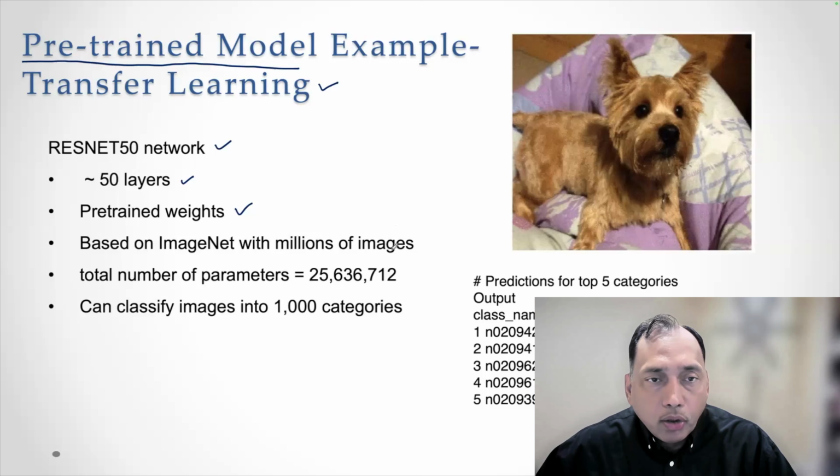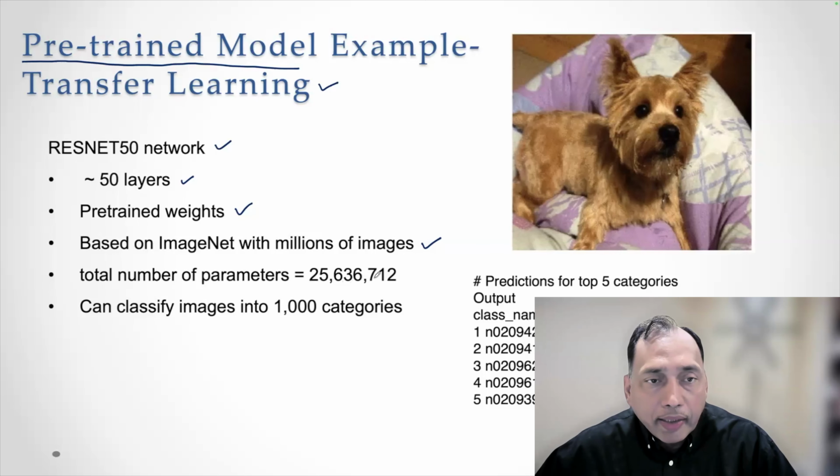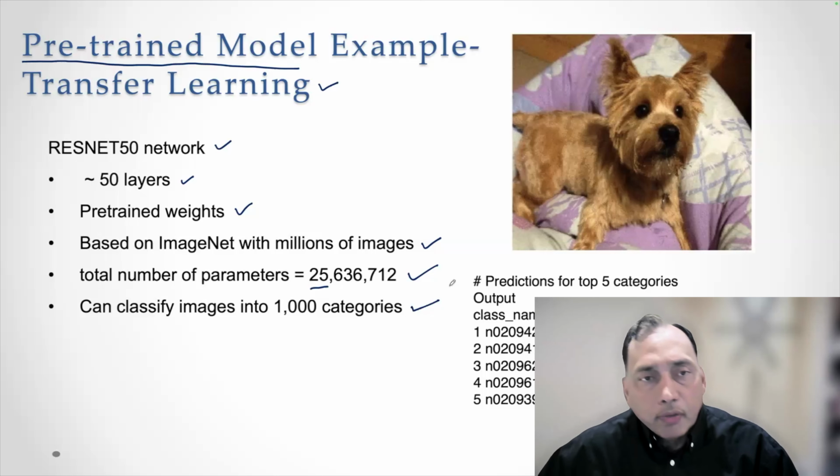And it was trained on ImageNet data with millions of images. These models need a huge amount of data. And it had more than 25 million parameters. They had the ability to classify images into 1,000 different categories. So this ResNet 50 is available, anybody can use it. You can use it in R, you can use it in Python.